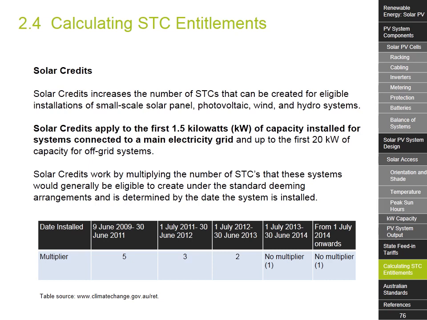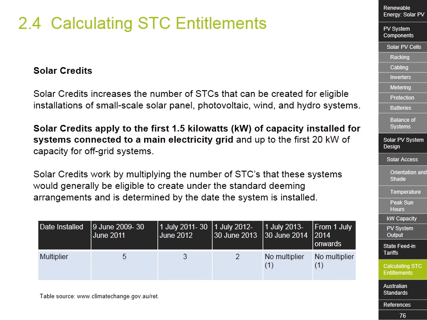The level of support in terms of the number of certificates received via solar credits will be determined by the date the system is installed. The solar credits multiplier applies to the first 1.5 kilowatts of capacity for systems connected to a main electricity grid and up to the first 20 kilowatts of capacity for off-grid systems. There is no cap on the number of STCs that can be created.